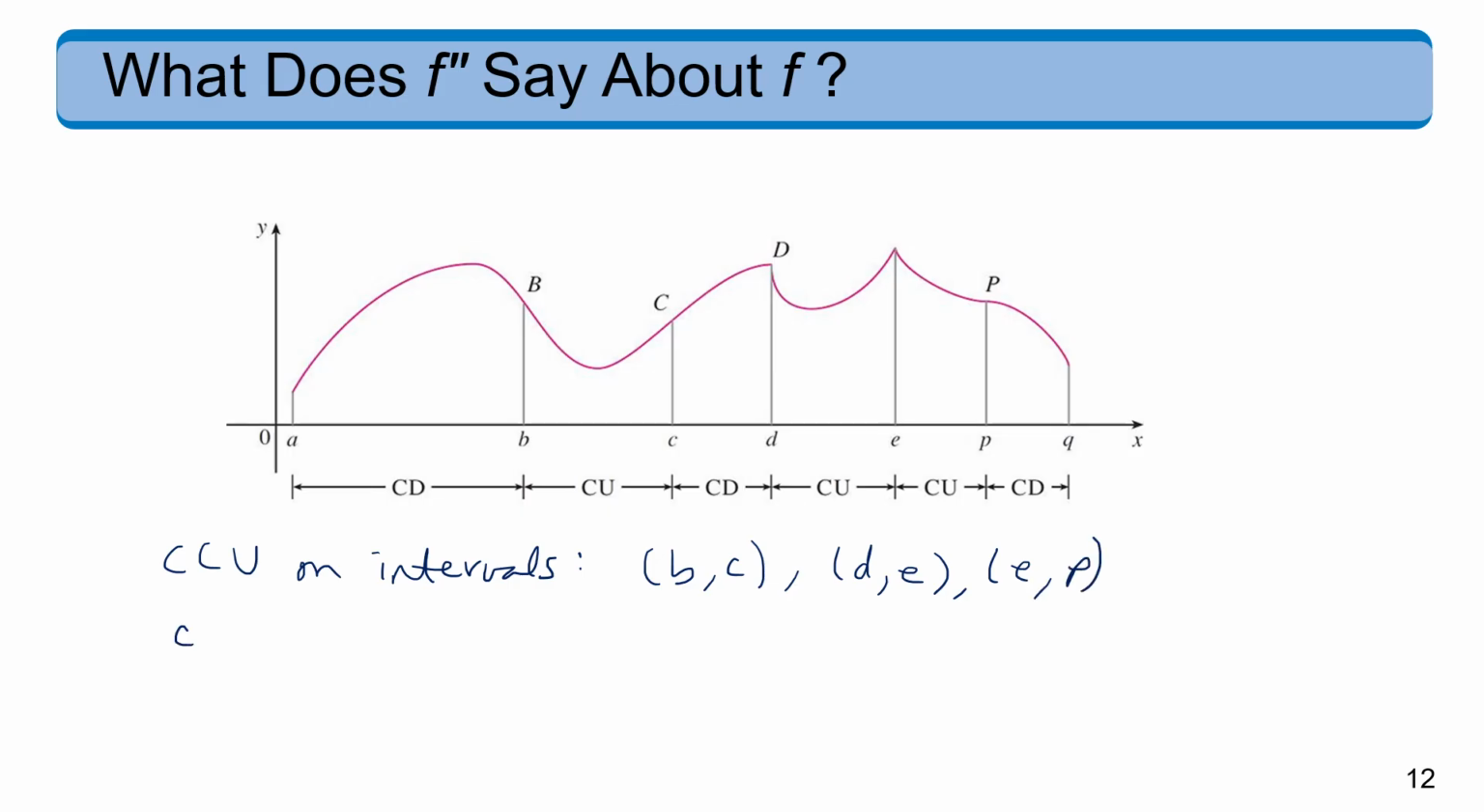And then it's concave down on some other intervals. So here we had A to B, the next one C to D, and then we had a third one from P to Q. So when we talk about concavity, just like with increasing and decreasing, it's always described as being over intervals.